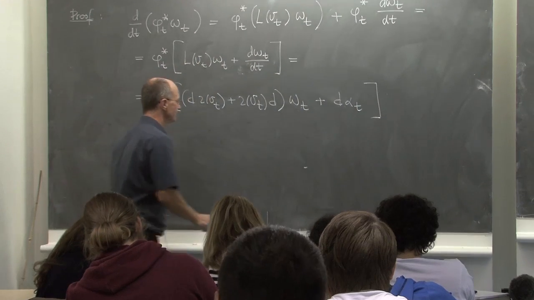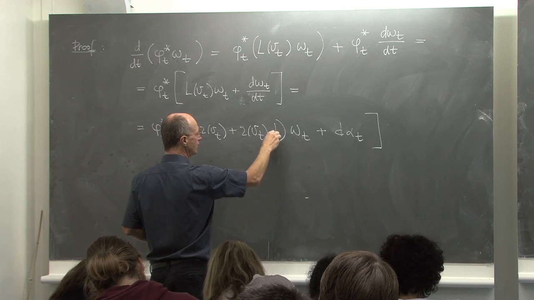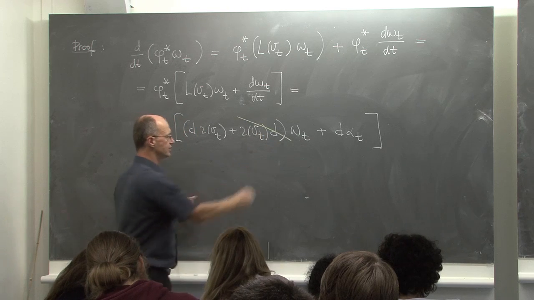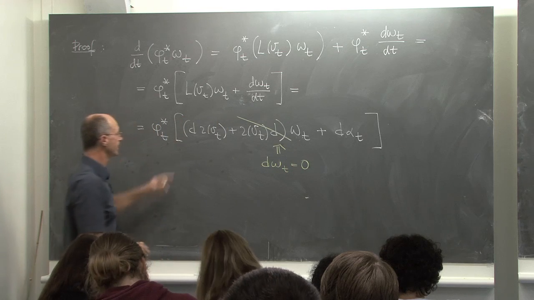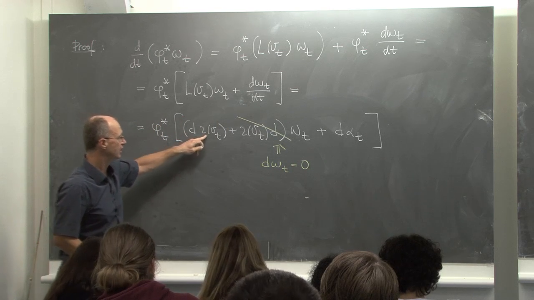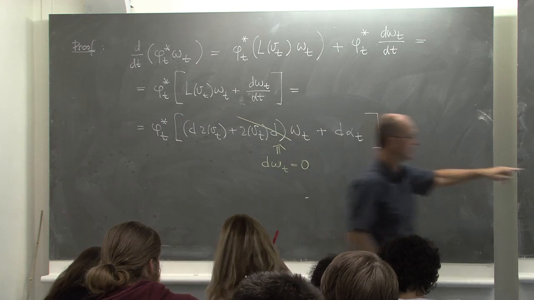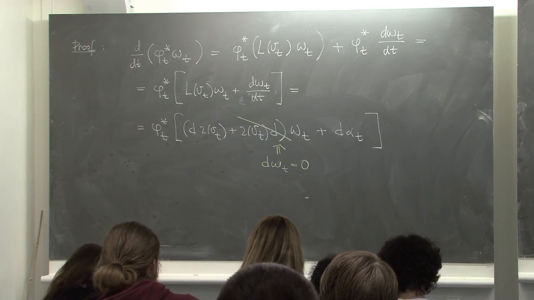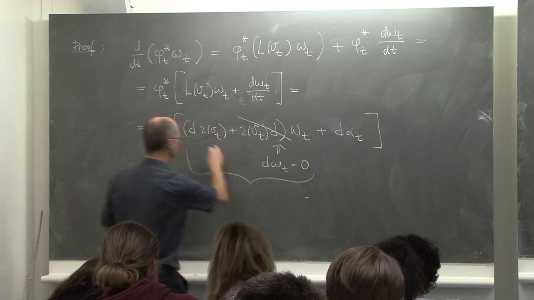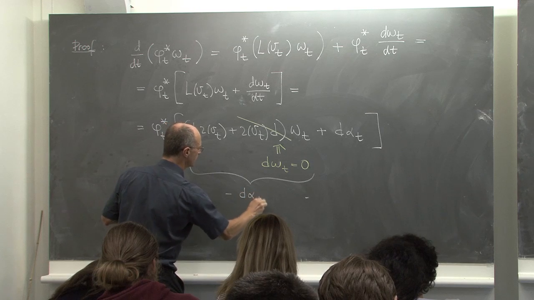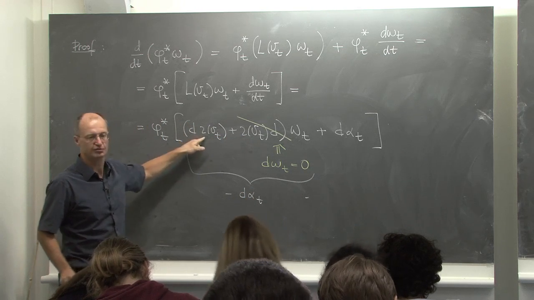Now, the family omega t consists of symplectic forms. Therefore, this term vanishes, because d omega t is 0. Now, this term: we defined vt such that iota vt of omega t is minus alpha t. So this gives us minus d alpha t, and that's from the definition of the Moser vector field.